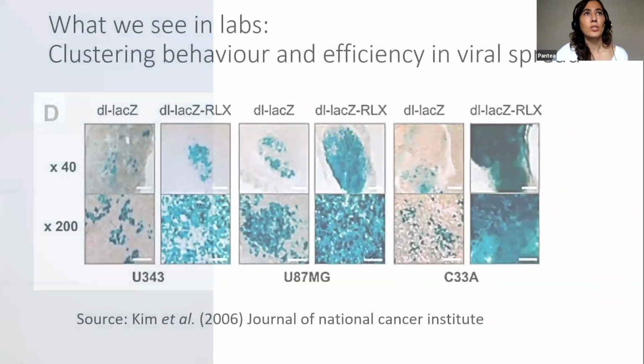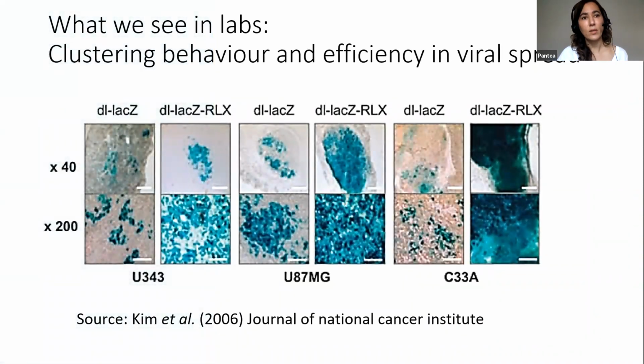So I want to bring your attention to these experimental results again. We will be looking at this again later on when we look at the simulations from the full model. Here we see that we have this sort of clustering behavior. So what are we looking at? There are 3 different cell lines here, 3 different types of cancers that are dense in collagen. This DL-LAC-Z is your standard adenovirus. And if you look where it's been injected in 3 locations, we can see that there are little clusters of infected cells. The blue are the infected cells.